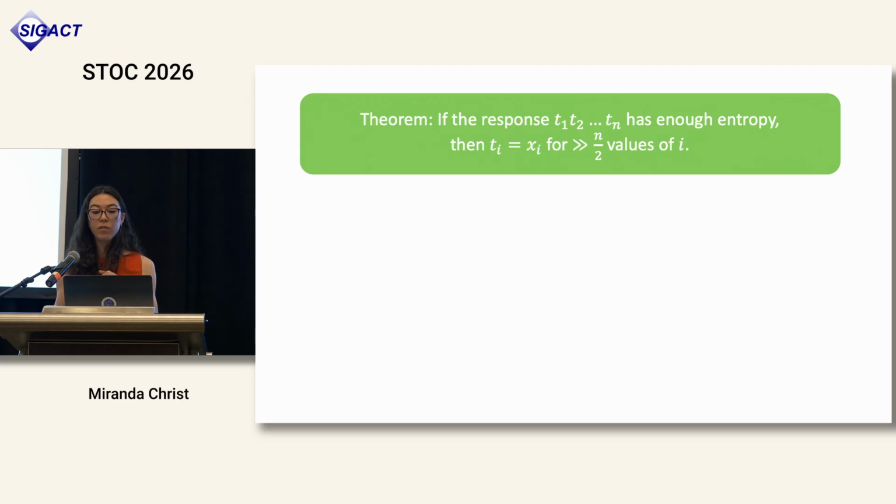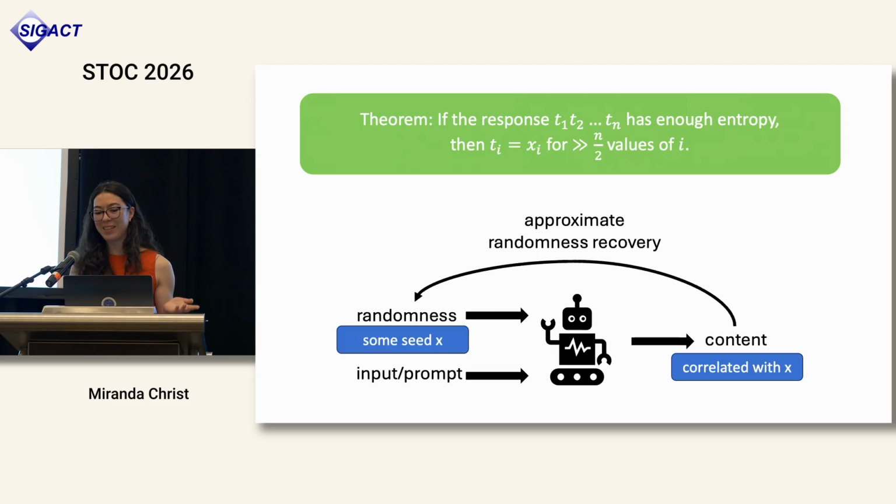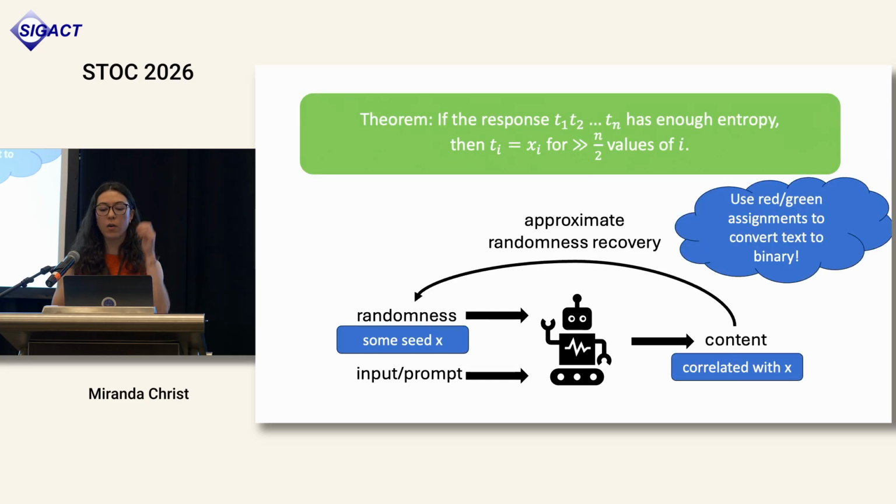And so you can actually prove that for LLMs, if the response has high enough entropy, then the seed that you recover will equal the seed that you actually used for many more than half of the bits. So you can bound the error rate in terms of the amount of entropy in the response. Yeah, and so I redrew this picture with this approximate randomness recovery. You can think of using the red-green assignments and converting to binary as some algorithm that takes the content and approximately recovers the seed that was used to generate it.